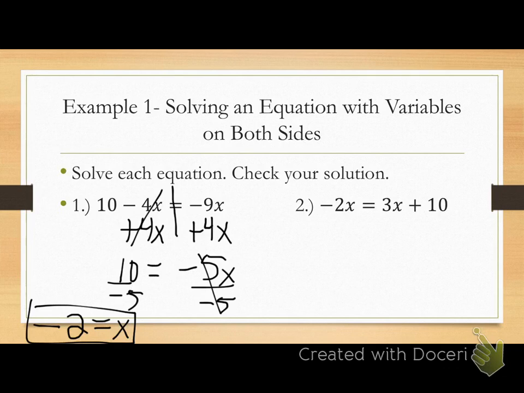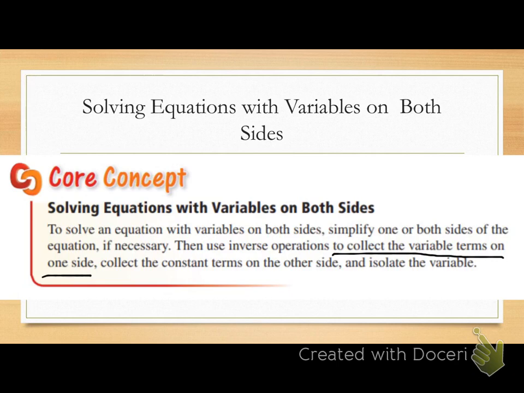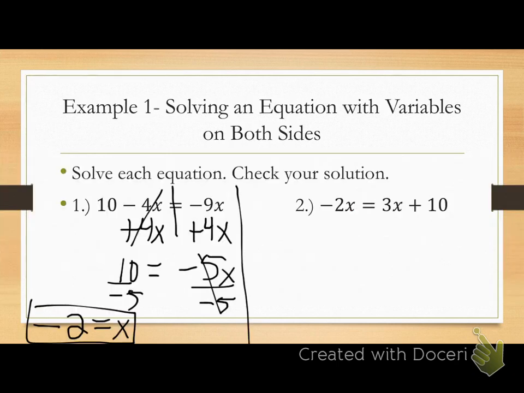All right. Number 2. Negative 2x equals 3x plus 10. Someone raise your hand and give me my first step here. Thinking about all the steps we need to go through right here. What would be the first thing I need to do? Any ideas?